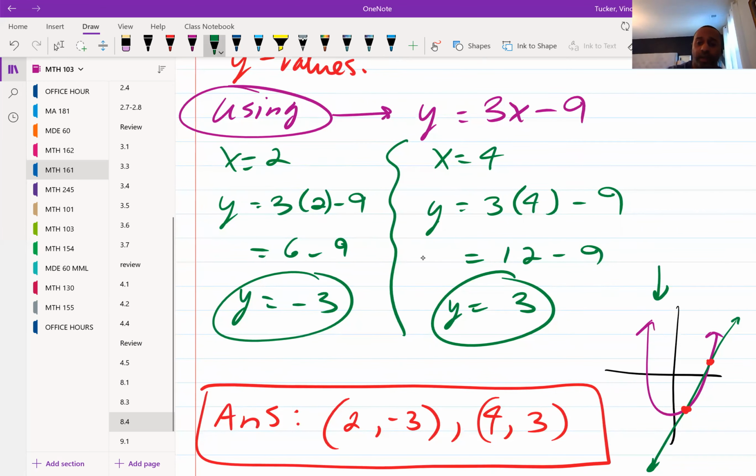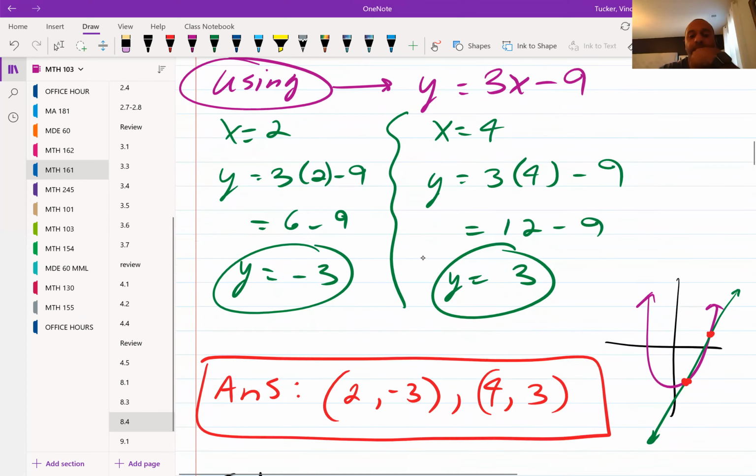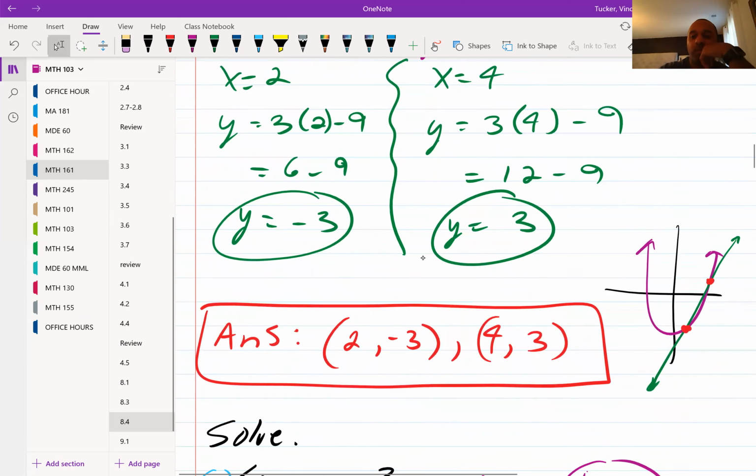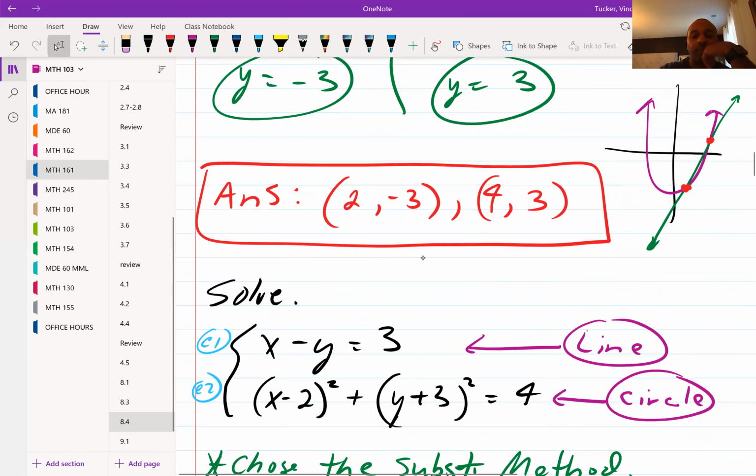And here you see I have a rough sketch of how that would look. Remember, we had a parabola and a line, and the line goes through the parabola at those 2 points. So if you had to solve by graphing, that's how you would have done it. You would graph both equations, and where they intersect would be your answers. All right, let's look at the next one.